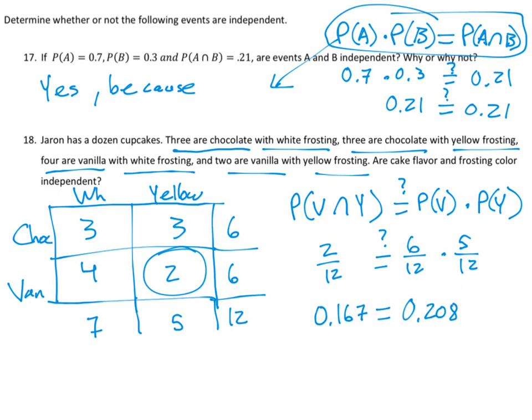Alright, let's have you check and see. On the left side here, you should have gotten 2 twelfths, which comes out to be 0.167. And on the right side, you should have gotten 0.208. These are not the same. They're not within that 1% difference. And so we can say, no, they are not independent.